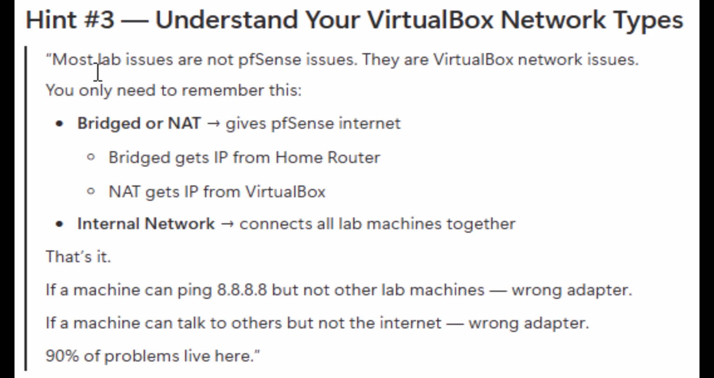Now the internal network, which is all your lab machines, connects all those together, whether it's LAN 0 or LAN 1, you have to set it to internal network first. So basically, if a machine can ping 8.8.8.8, but not other lab machines, then you probably have the wrong adapter picked in VirtualBox Manager.